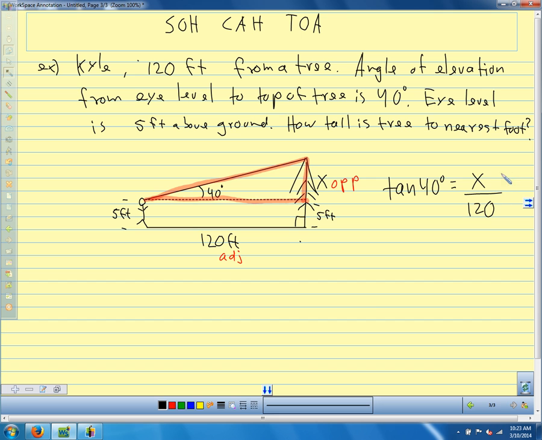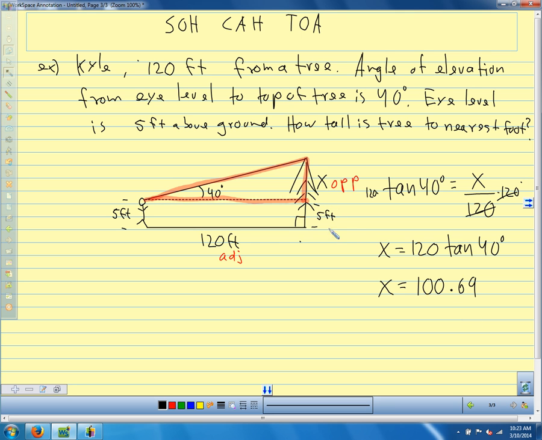I want to get x by itself. I want to solve for x. So what do I do here? Multiply by 120. Those cancel. So I get x equals 120 times the tangent of 40 degrees. And plug that in my calculator. And I get x equals 100.69.